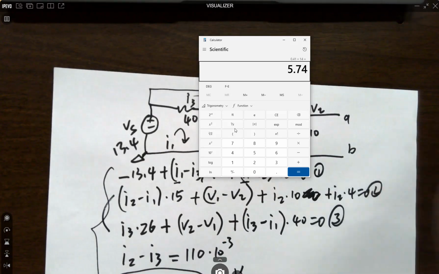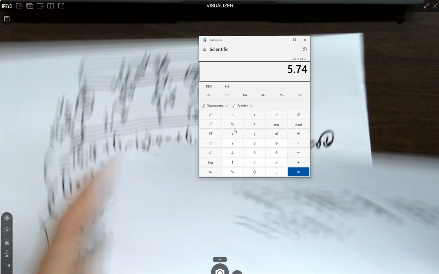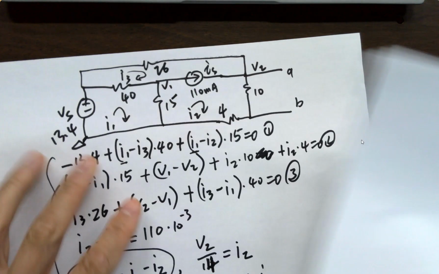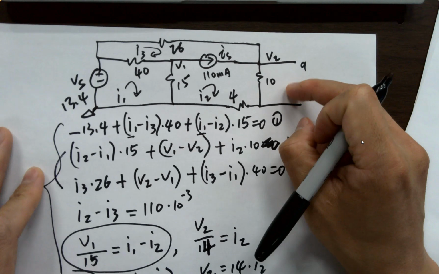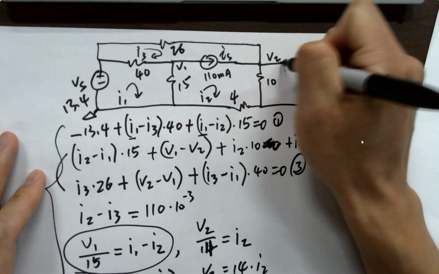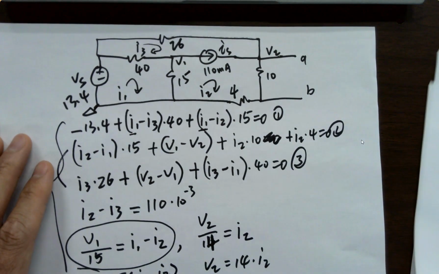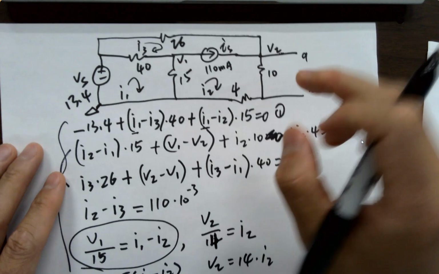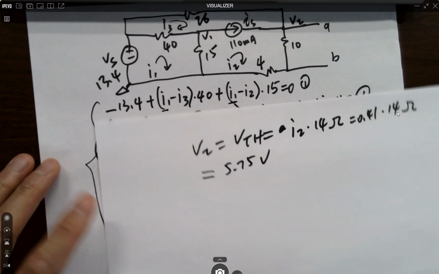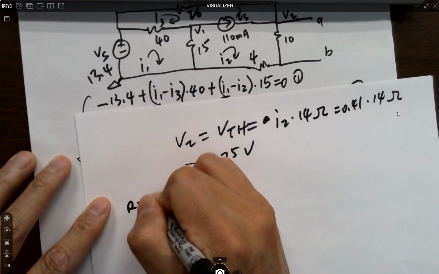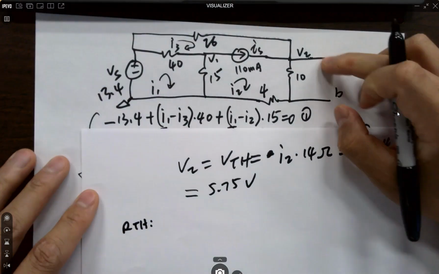The voltage is VTH because that's the output. The terminal voltage without the load, that's going to be VTH. That's VTH. So how do we find out RTH? What are the steps to find out RTH? Remove the load, assuming there's no load.